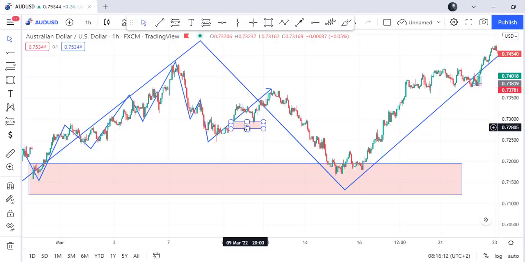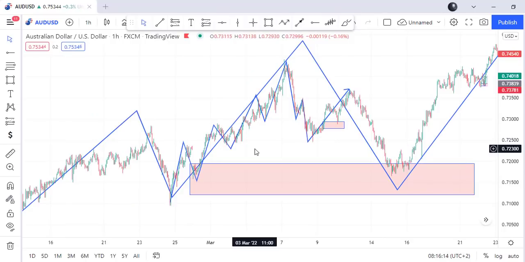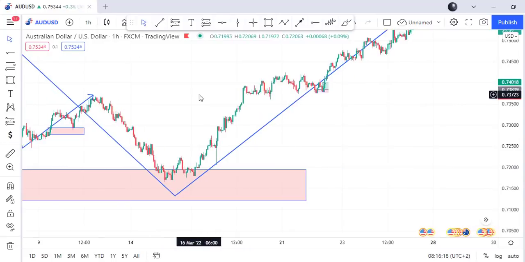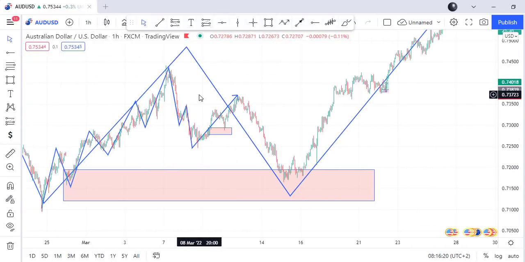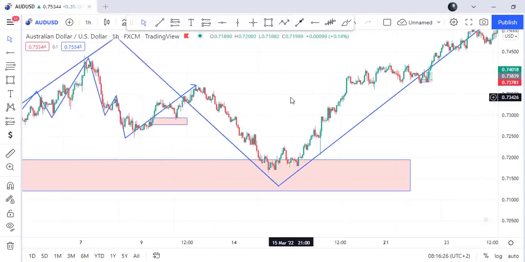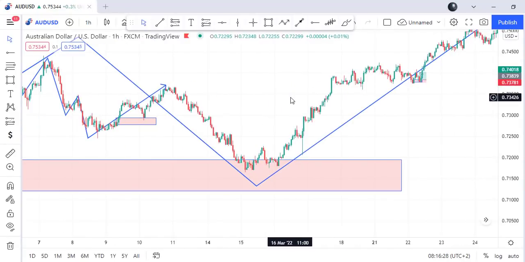You understand? I don't know if you are getting what I'm trying to say here, but the bottom line is you have to be in sync with the higher time frame, and you have to know that not every order block from the lower time frame is going to hold.